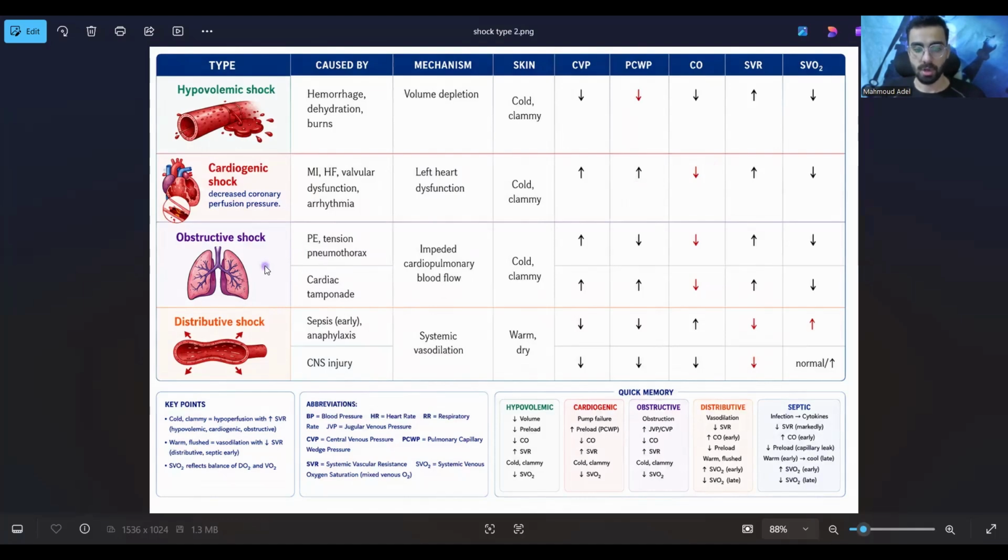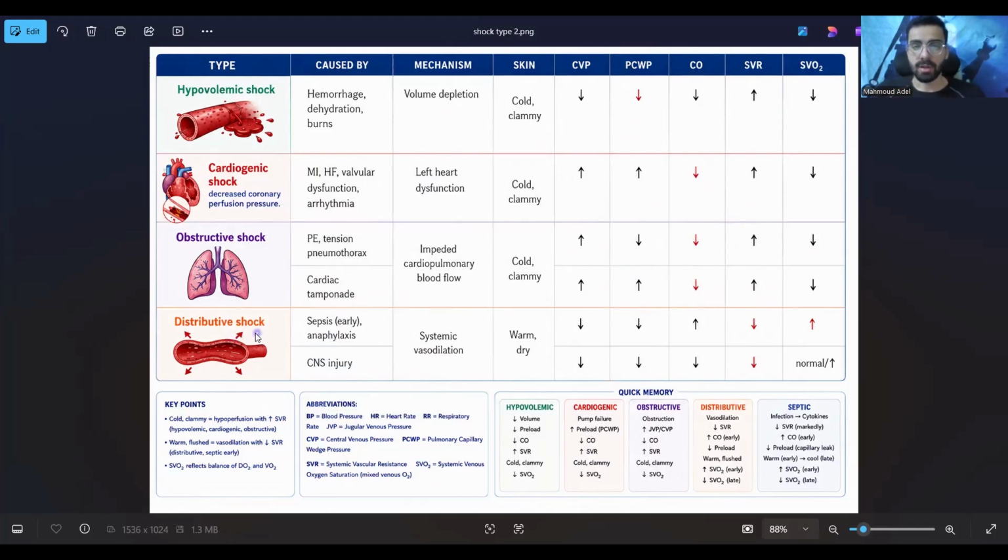Now let's talk about the obstructive shock. The mechanism is impeded cardiopulmonary blood flow. There is something impeding the blood from going forward, okay? And the causes are divided into two divisions. The pulmonary embolism with the tension pneumothorax, and the cardiac tamponade alone. And the difference is with the PCWP. Low with the first division because the blood is blocked from going to the left atrium. So the PCWP or left atrial pressure is going to be low with a high CVP. But with the cardiac tamponade, the PCWP is high with a high CVP, and both have a low cardiac output with a high systemic vascular resistance, okay?